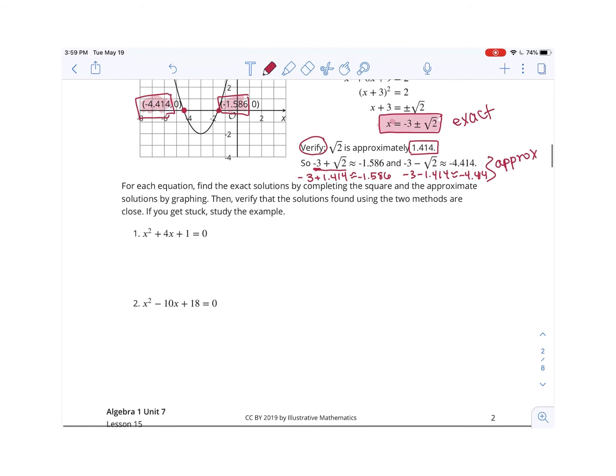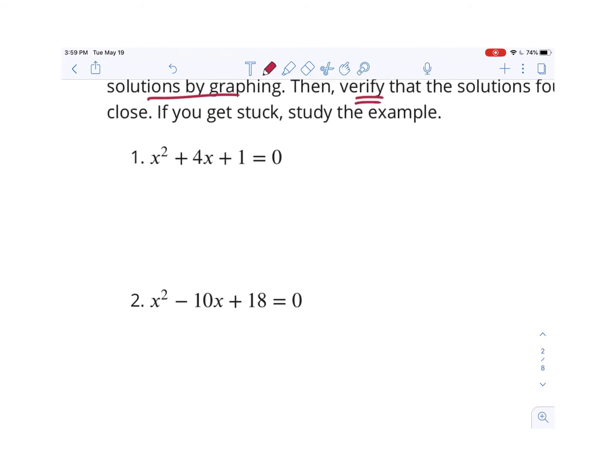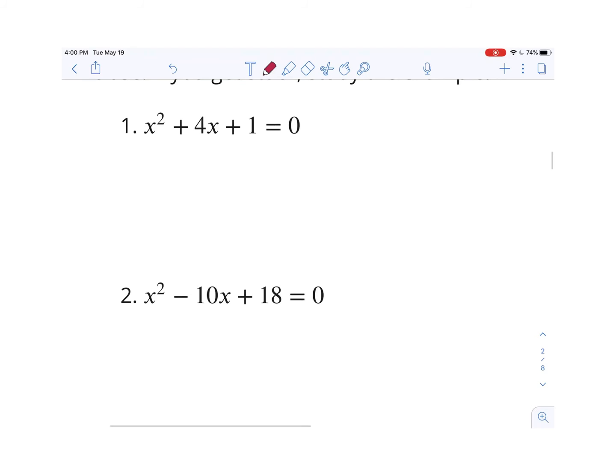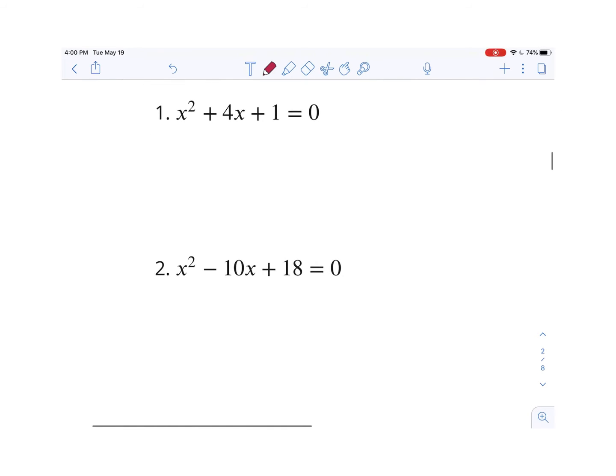So for each equation, you're going to find the exact solutions by completing the square, and then the approximate solutions by graphing, and then verify that the solutions found using the two methods are close. I'm going to do the first one with you before you move on to the rest, but if at any point you feel like you're ready to move on, you go ahead and try it on your own.